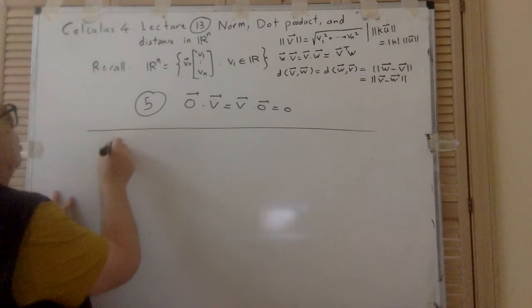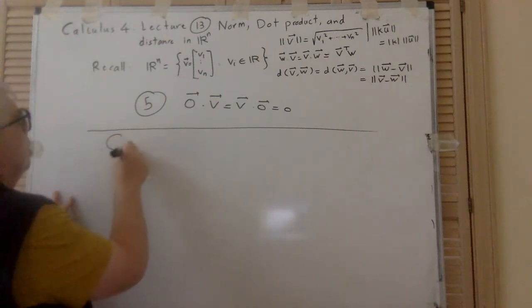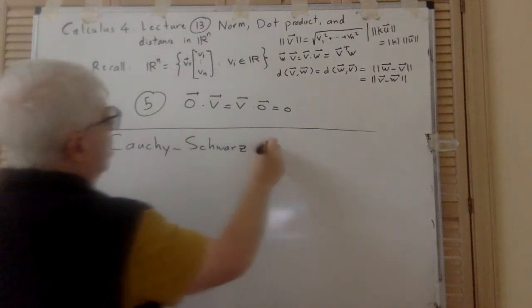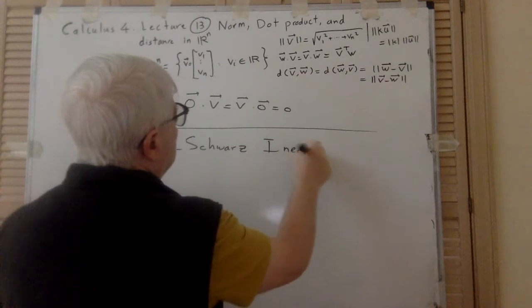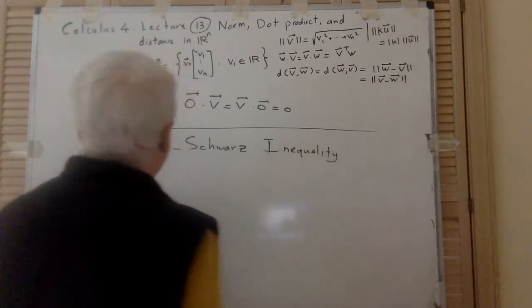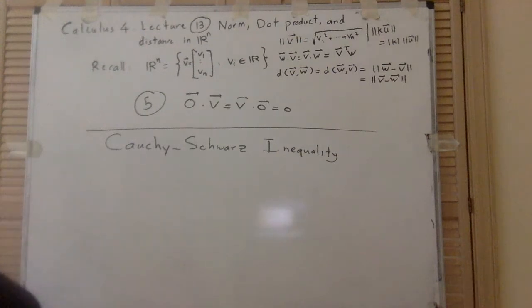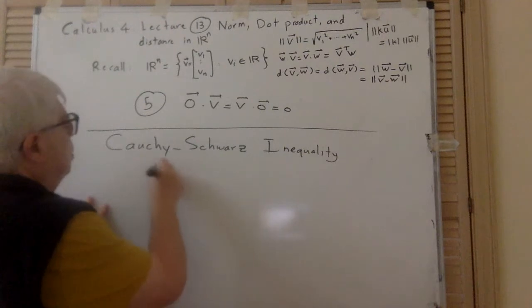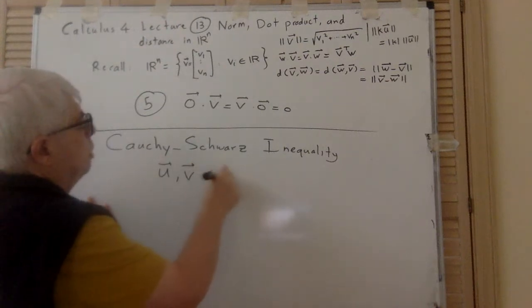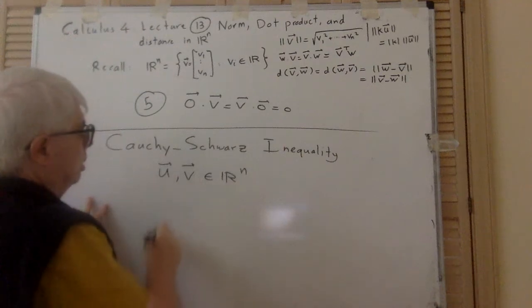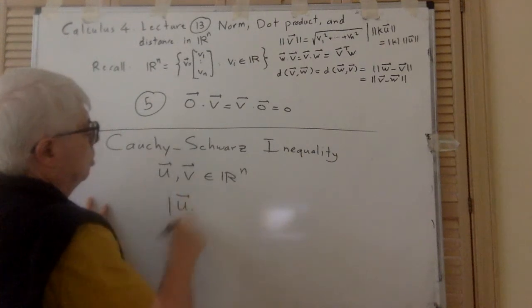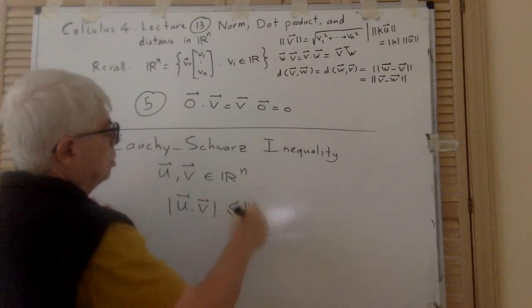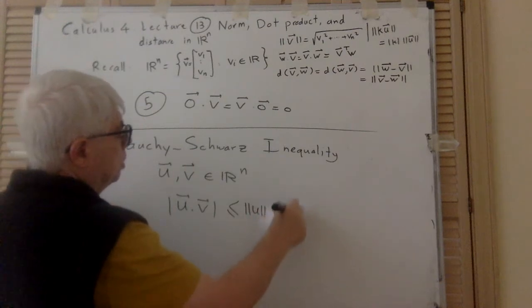So that is another one, but the most important one, which you will see in so many other areas of mathematics, is this inequality. So if I have U and V vectors in Rn, then the absolute value of U dot V, the dot product, is less than or equal to the norm of U times the norm of V.